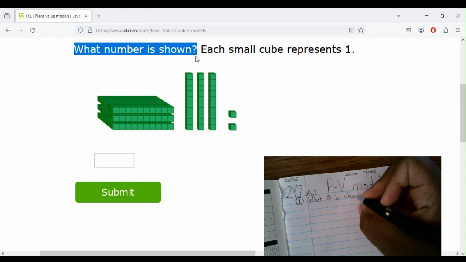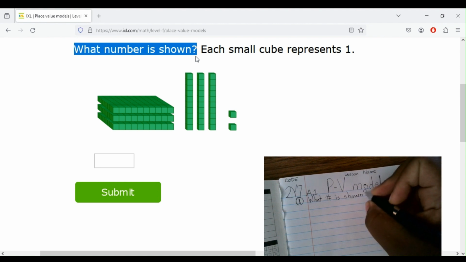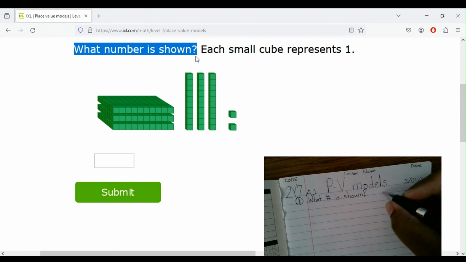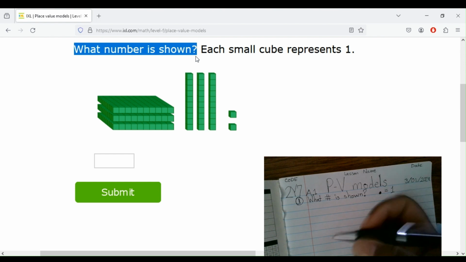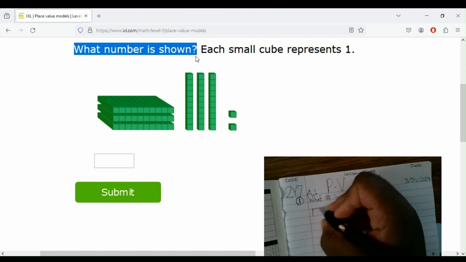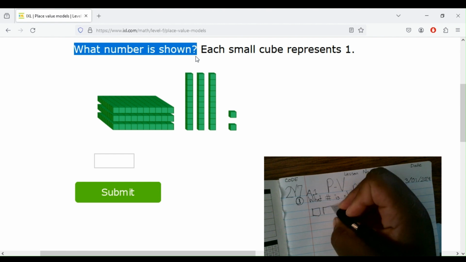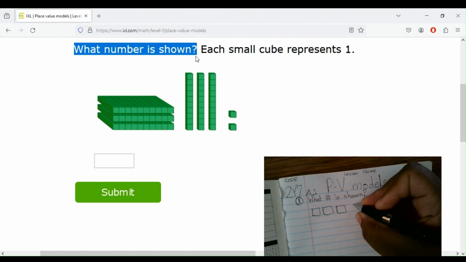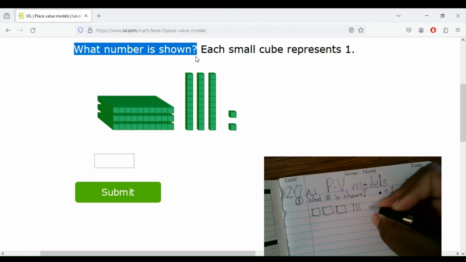And whenever I'm working with place value models, I need to know what my unit cube is worth. So in this exercise, the unit cube, and I'm just going to make a dot for the unit cube, represents one whole unit. What number is shown? I have 3 flats, 3 longs, and 2 unit cubes.